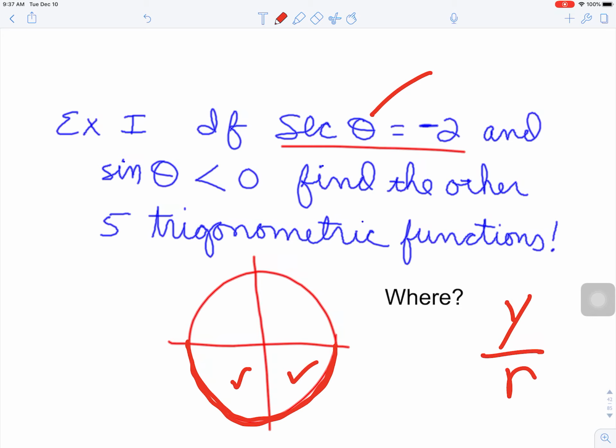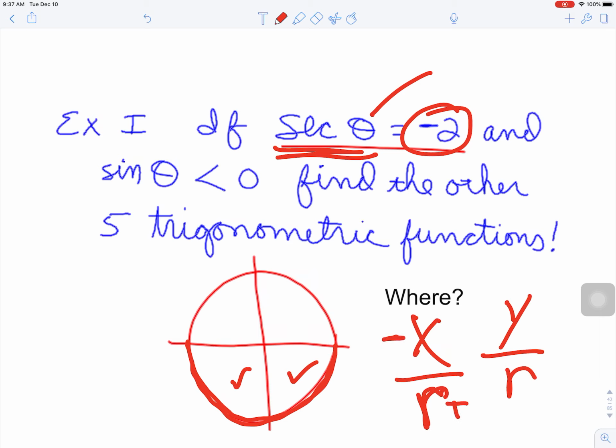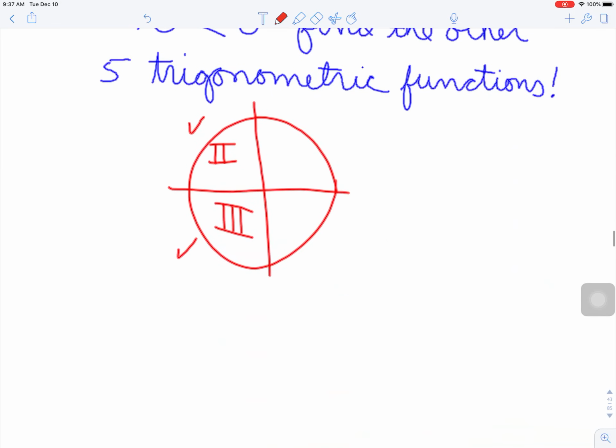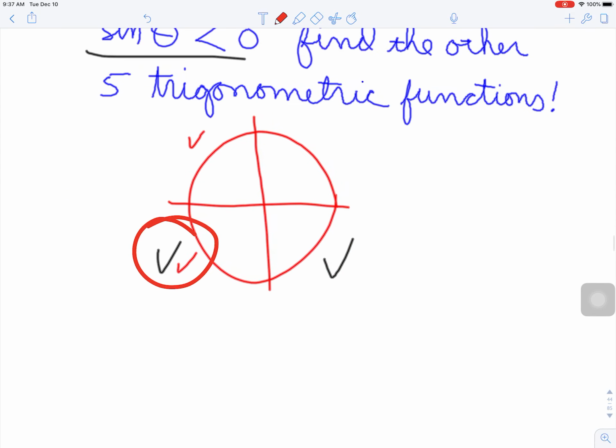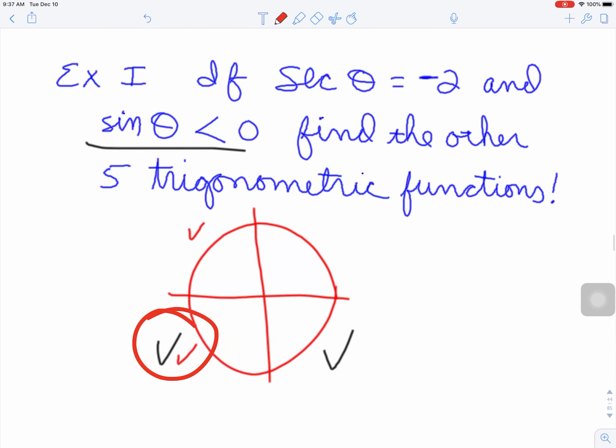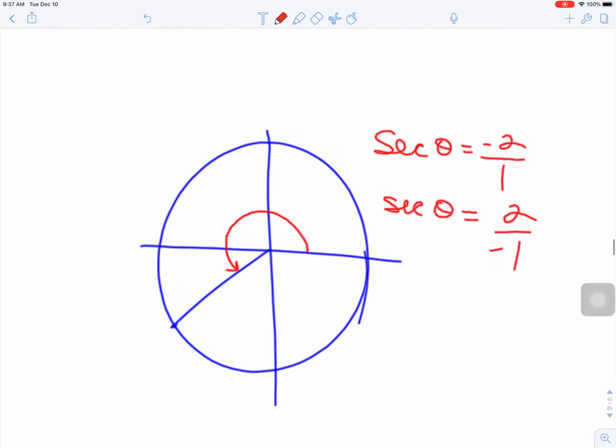Secant's the reciprocal of the cosine, and if the cosine's negative, that means the x value has to be negative. Because the radius of a circle is always positive, this is where the negative has to come from. The cosine's negative anywhere the x values are negative, and that happens either here or here. So that's what tells you that this picture has to be somewhere in the third quadrant. So let's draw in an angle down in the third quadrant. Then we drop what's called a perpendicular, and we always go back to the x-axis and create the reference triangle in the third quadrant in this case.